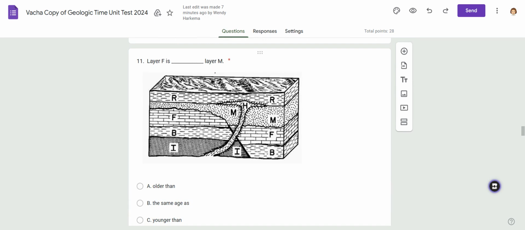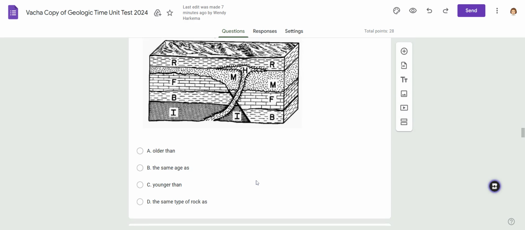Number 11, layer F is blank layer M. A, older than. B, the same age as. C, younger than. D, the same type of rock as.